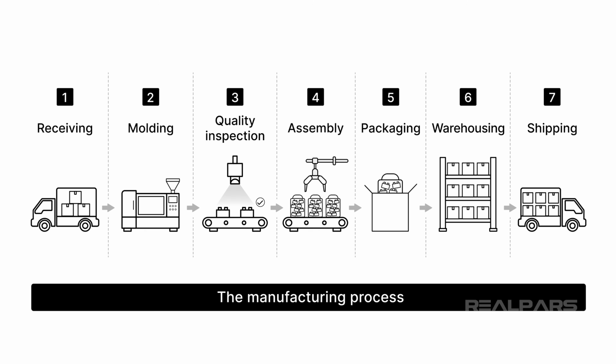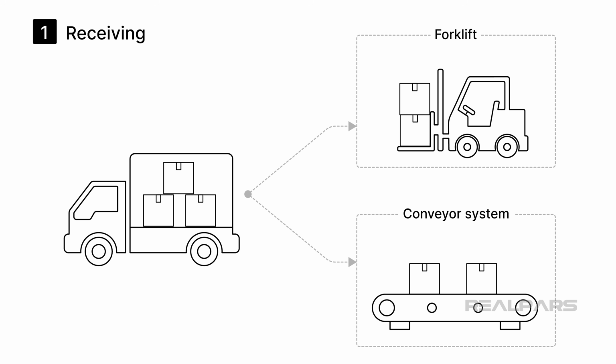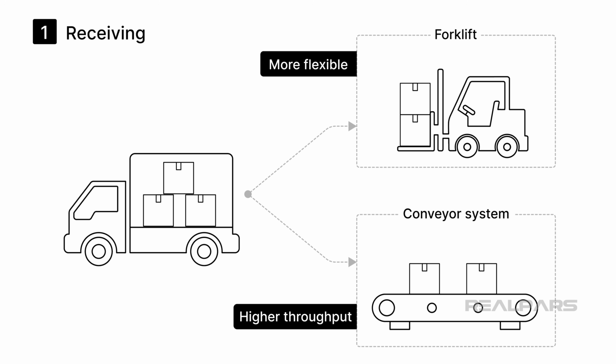The manufacturing process starts at the receiving dock. Trucks back up to loading bays, and incoming materials are unloaded. Depending on the material and the volume, this can be done with a forklift or a conveyor system. Forklifts are more flexible since they can handle irregular loads and move freely around the dock. Conveyors offer higher throughput because they move material continuously without stopping, which makes them the right choice when you're unloading large, consistent volumes of the same item.